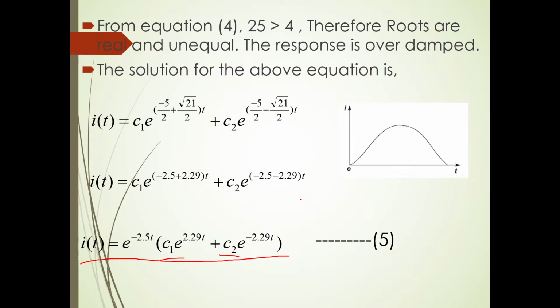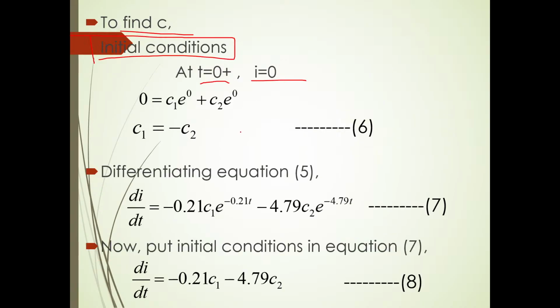This is our equation number 5. You substitute that condition in it. What will happen? You will get 0 is equal to C1 e to the power of 0 plus C2 e to the power of 0. So you just simplify this, you will get C1 equal to minus C2. Consider it as equation number 6.